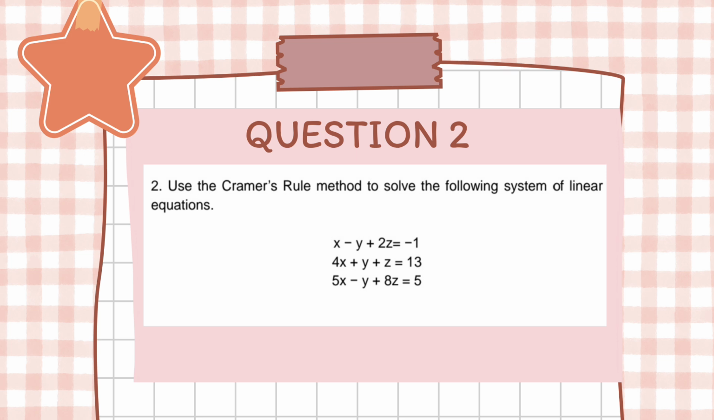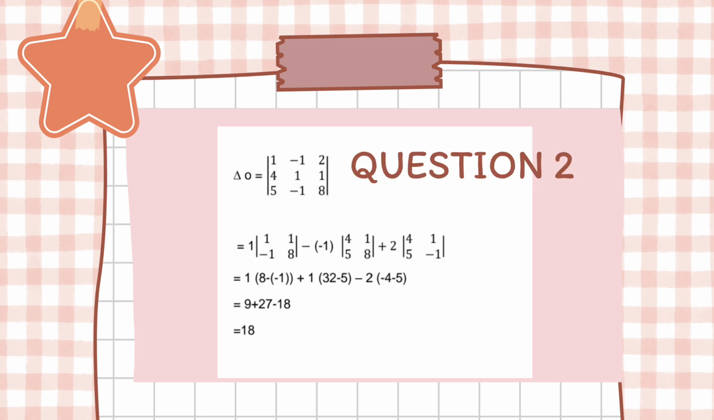This is question 2. I will show how to use Cramer's rule to solve a 3 by 3 system of linear equations. First thing is we must make the coefficient matrix of d. To make it, we just write back the numbers before the equal symbol. So we got 1, negative 1, 2, 4, 1, 1, 5, negative 1, and 8. Now we can find the determinant of d. We write back the first number in the first row, so we got 1, and then we ignore the first row and the first column. So we got 1, 1, negative 1, and 8.